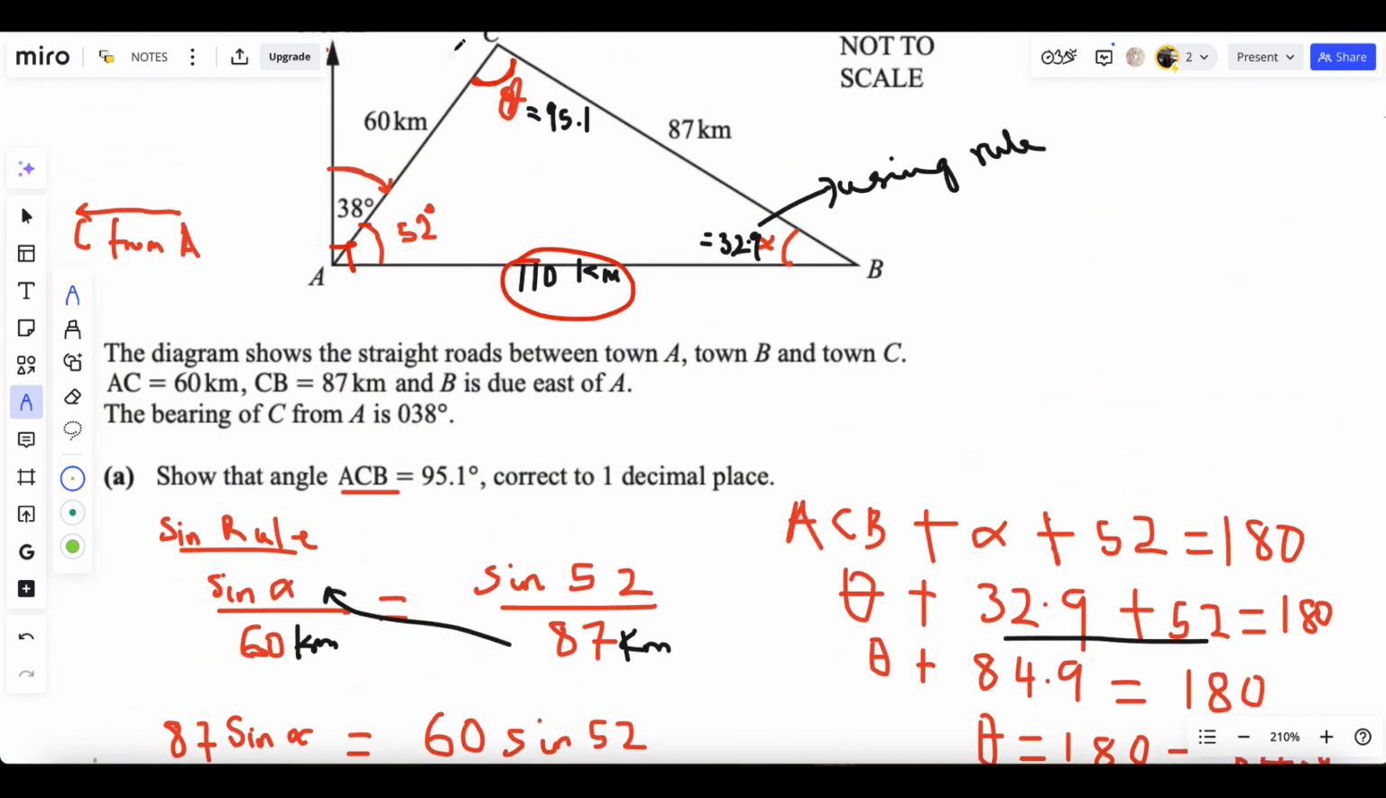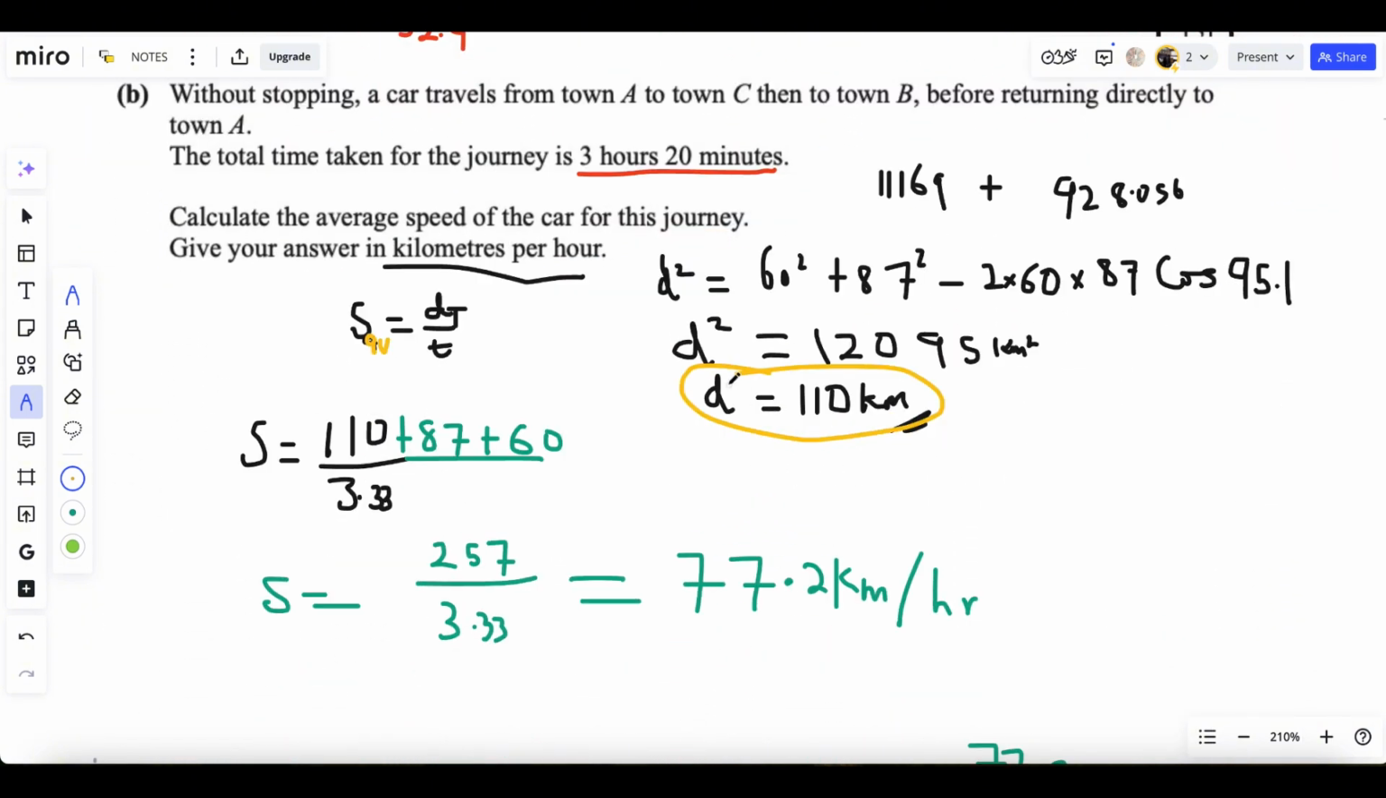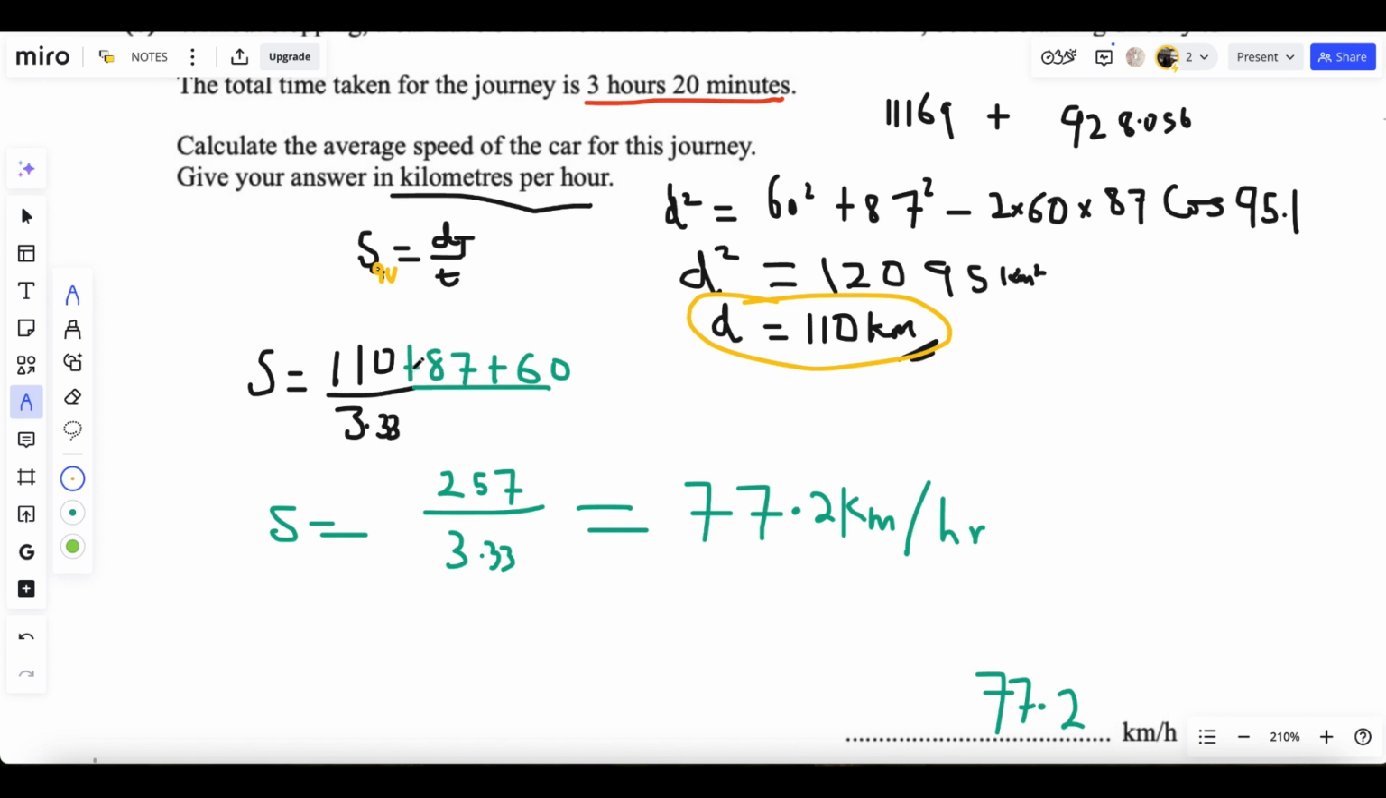We have to add 60 plus 87 plus 110 as our total distance. Okay, to find the total distance, you say 110 kilometers plus 87 kilometers plus 60 kilometers, over the time. Remember the time is 3 hours 20 minutes. This 20 minutes we have to convert to hours. To convert minutes to hours, you say 20 divided by 60. You get 0.33. You add it to 3 hours, it becomes 3.33.